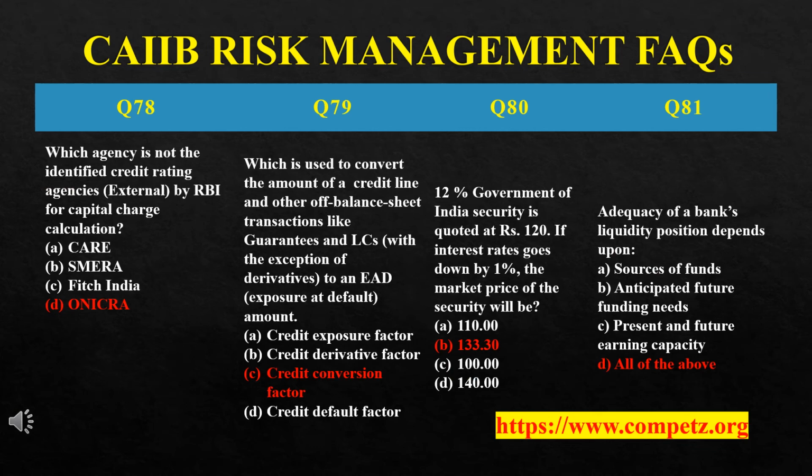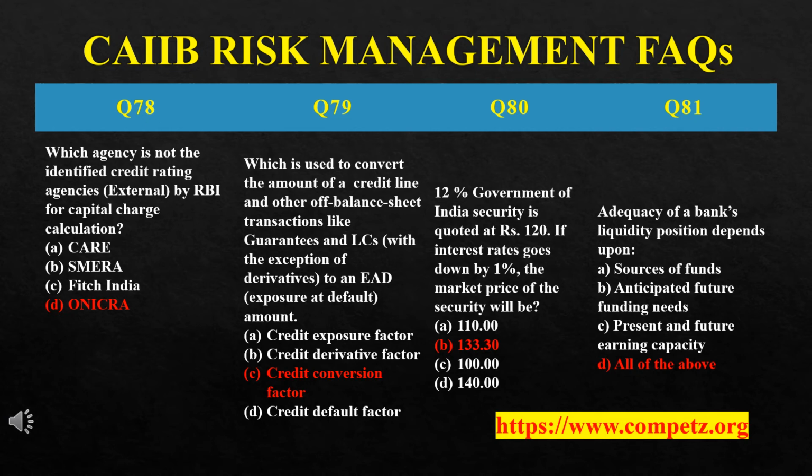Now see here, 74th question. Look at the screen. Which agency is not identified by RBI as an external credit rating agency for capital charge calculation? There are 4 agency names given. ONICRA is the answer. ONICRA is not an RBI accredited credit rating agency for capital charge calculation. The full list of RBI accredited credit rating agencies is as below. See here, CRISIL, CARE, ICRA, India Ratings, Brickwork, and so on. ONICRA is not there.